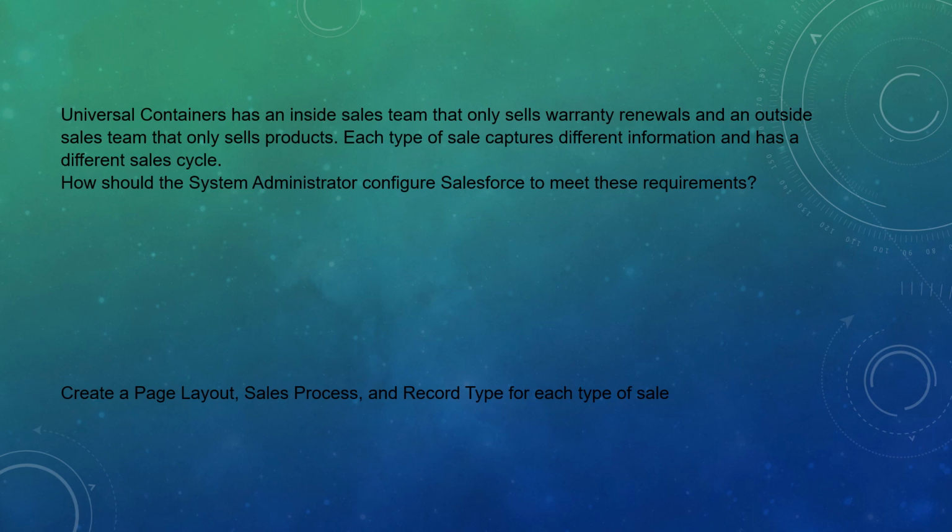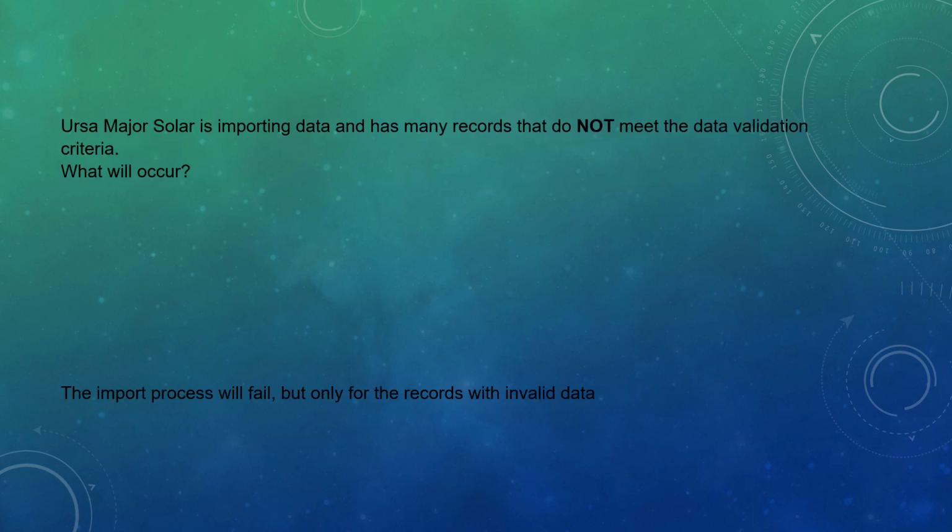Universal Containers has an inside sales team that only sells warranty renewals and an outside sales team that only sells products. Each type of sales captures different information and has different sales cycles. How should the system administrator configure Salesforce to meet these requirements? Create a page layout, sales process, and record type for each type of sale. Ursa Major Solar is importing data and has many records that do not meet the data validation criteria. What will occur? The import process will fail, but only for the records with invalid data.